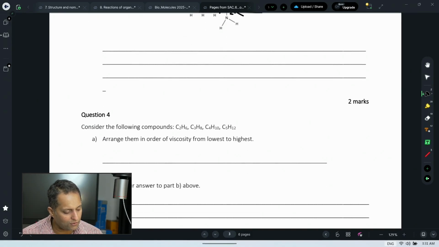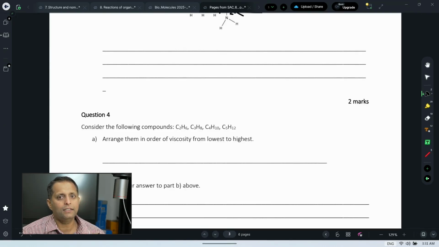All right. Let's look at question 4. This can be done without any problem. They want us to arrange these molecules in order of viscosity. What is viscosity? It's the property of liquids, their resistance to flow, right? Flowing means when you pour something. Sometimes you can pour certain things quite easily, like water. Then if it is honey, you pour a bit slowly. It's more viscous.